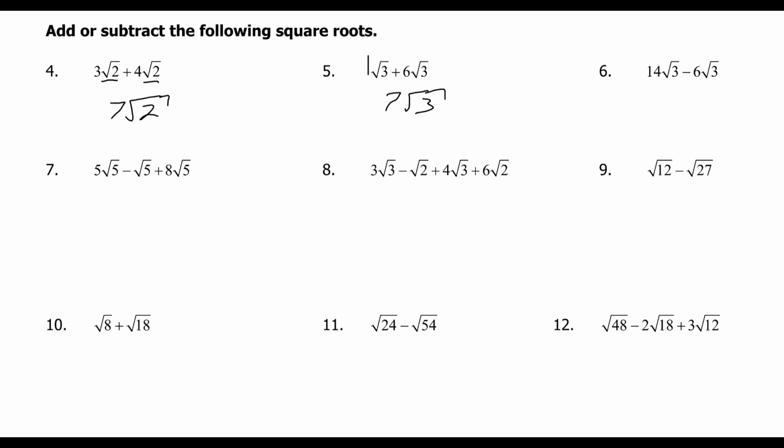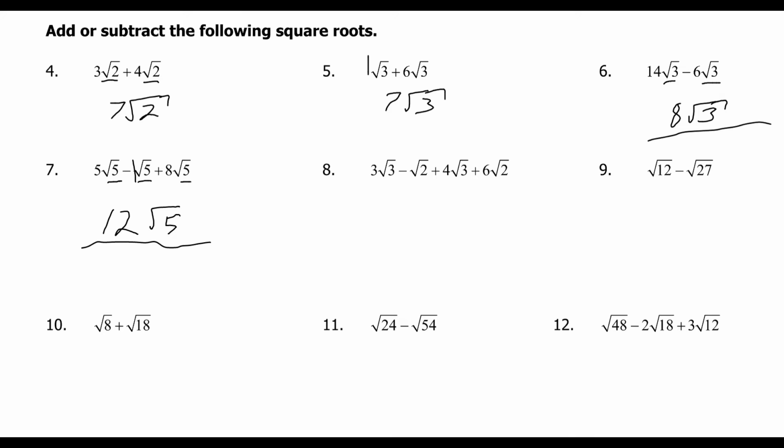Now, number 6. Same concept, same thing. We're just going to keep going with the flow here until we hit something that's kind of rocky. 14 minus 6 is 8. 8 square root 3. And that's done. On number 7 we have the exact same thing under each of these, square roots of 5. So 5 minus 1 is 4. 4 plus 8 is 12. So we got 12 roots of 5. And that's done. And it's that easy.